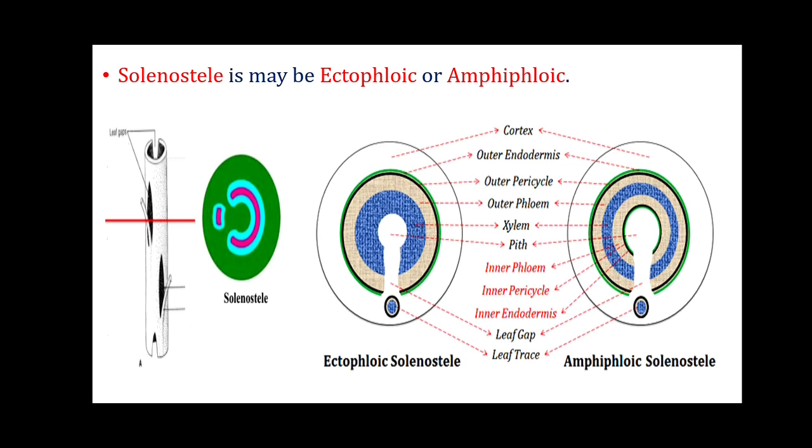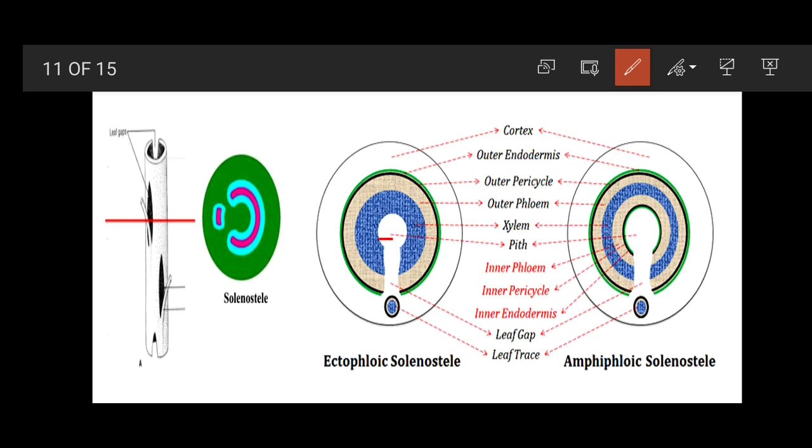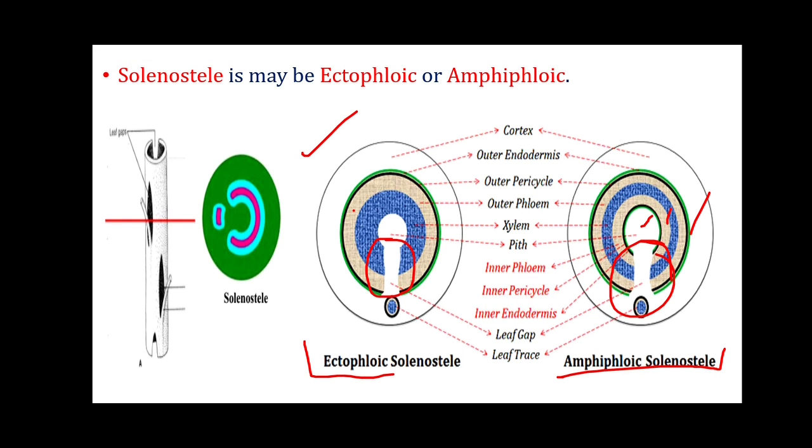Ecto means central pith is surrounded by xylem and then comes the phloem, whereas the amphi means central pith is surrounded by phloem, then comes xylem and then again phloem. So phloem is two times, inner and outside to the xylem in case of amphiphloic. Here the only difference is that the leaf gap is present. In the cylinder where single leaf gap is present, and pith is covered by the xylem, then it is called as ectophloic. And in the vascular cylinder where single leaf gap is present but the pith is surrounded by phloem, then comes xylem and then comes again phloem, then it is called as amphiphloic solenostele.